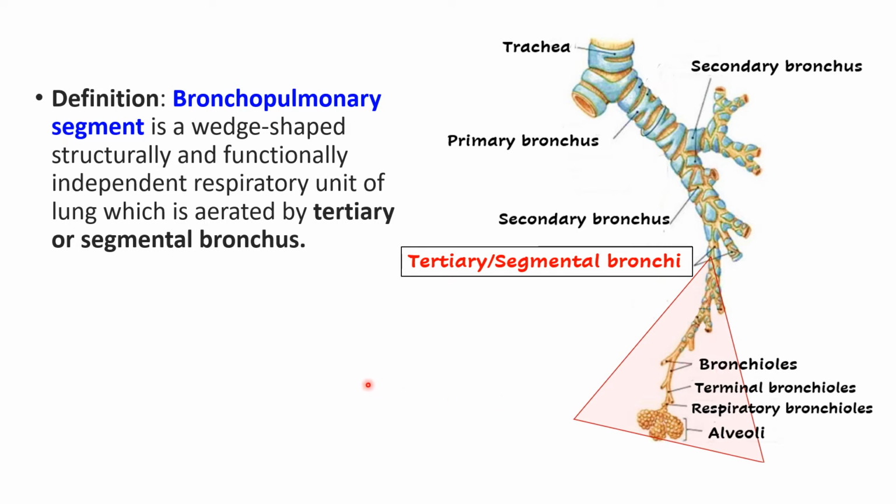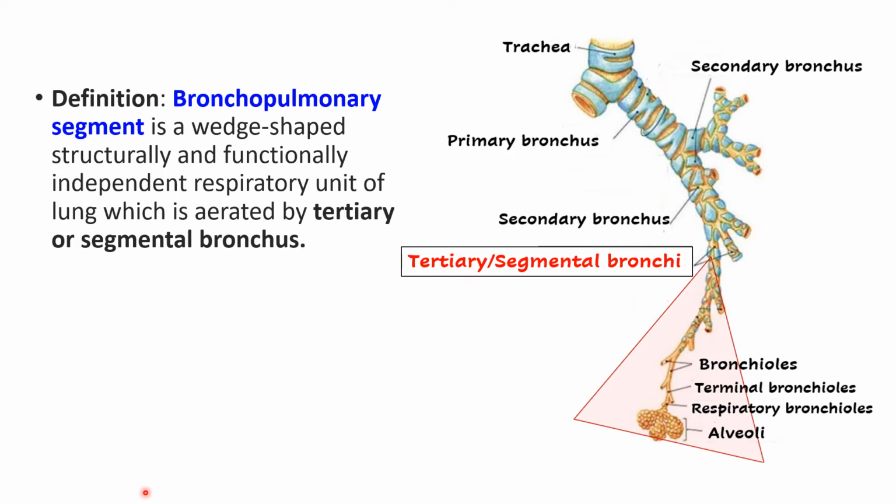All these will constitute one bronchopulmonary segment. Now further we can add some more terms, right? It is also a structurally and functionally independent respiratory unit, right? So it does not depend on the adjacent parts of the lung for its blood supply, or for its aeration. So it acts as a structurally and functionally independent respiratory unit. Now let us complete the definition. So bronchopulmonary segment is a wedge-shaped or pyramidal shaped, structurally and functionally independent respiratory unit of lung which is aerated by tertiary or segmental bronchus.